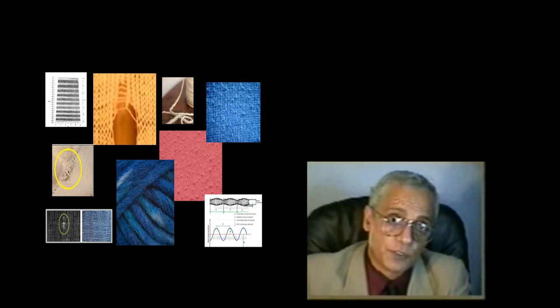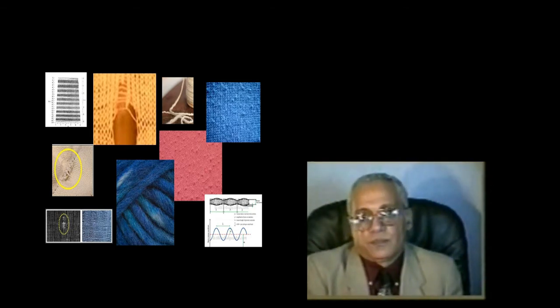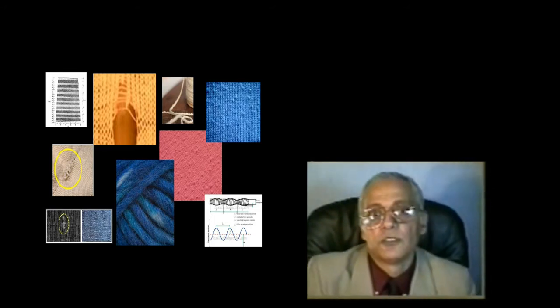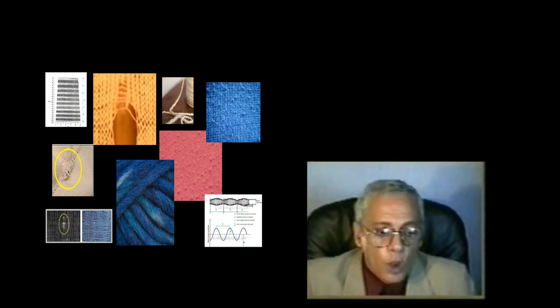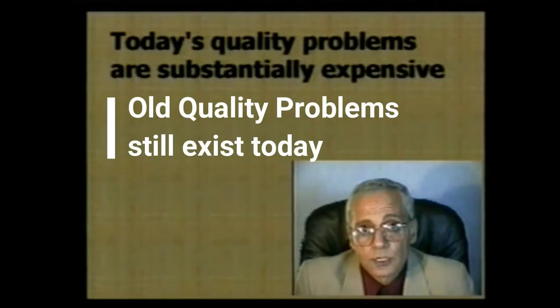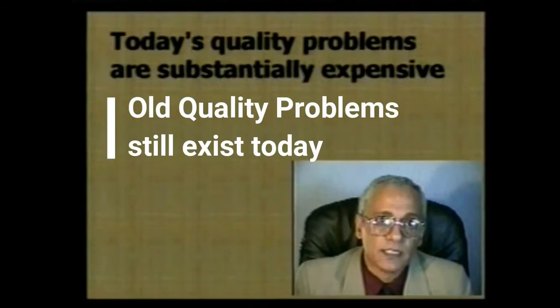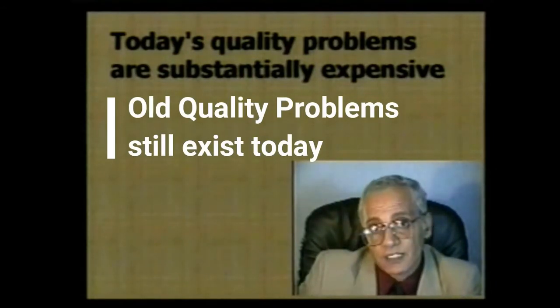Yarn imperfections, weak yarns, fabric defects, spinning ends down, warp stops, filling stops, carding stops. All of these problems are historical. They are traditional. I mean, come on, you would think that some of these problems should have been eliminated by now.